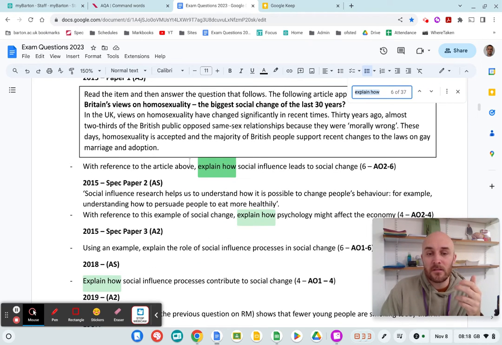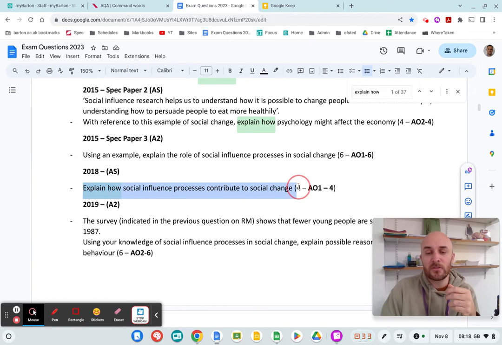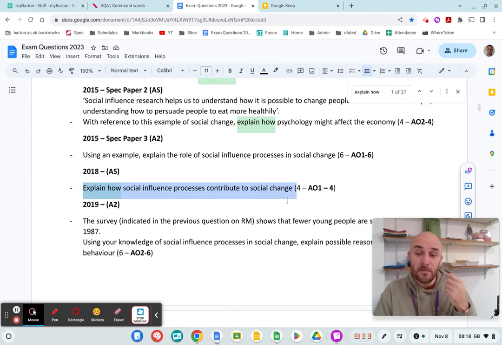And with reference to the article, explain how, again, AO2. This one here is a little bit different. Explain, this is an AO1, explain how social influence processes contribute to social change. So all of this is a process, it's a procedure. You have to explain it, usually in AO2.